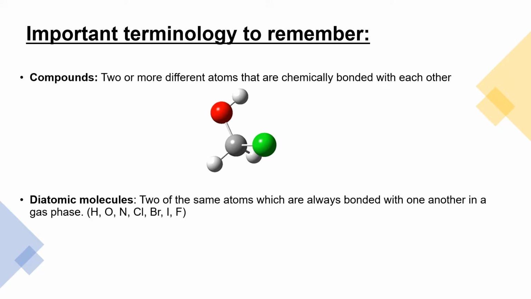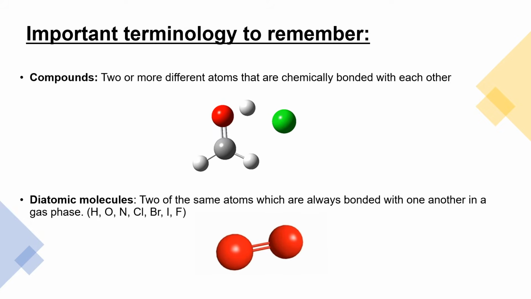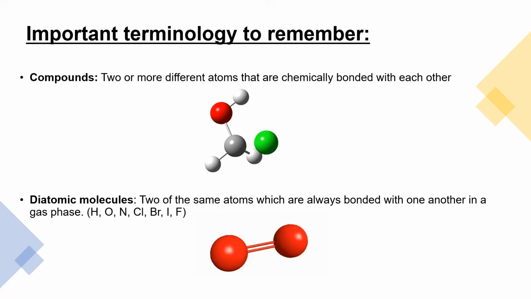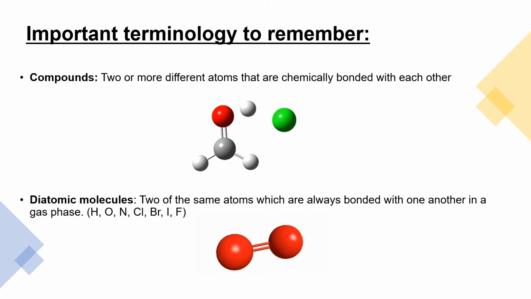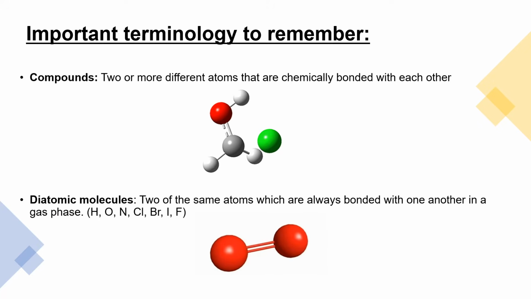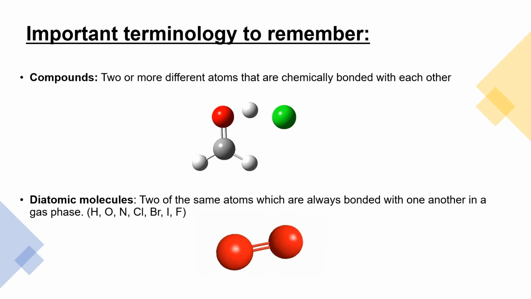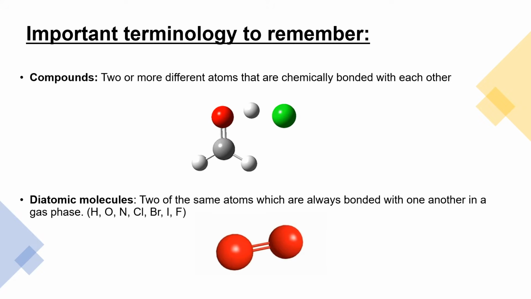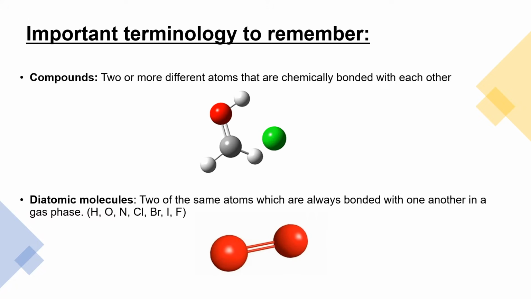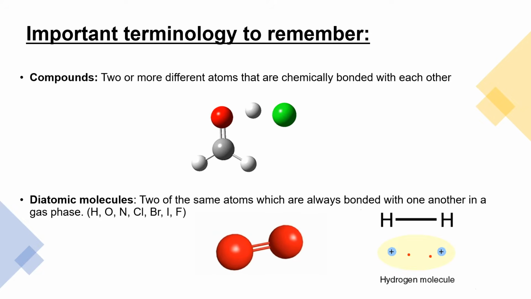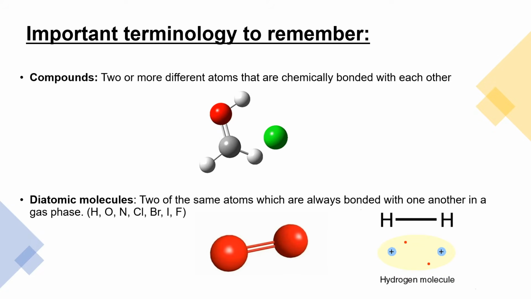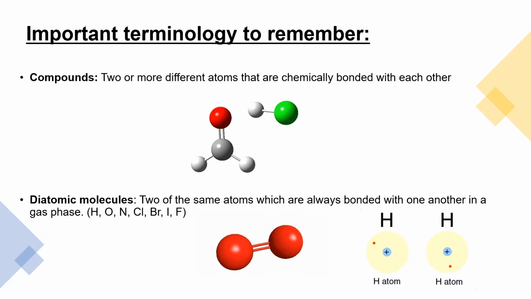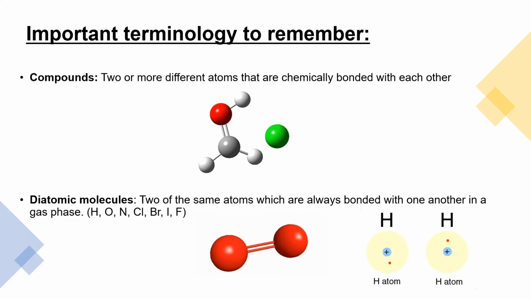A diatomic molecule is two of the same atoms which are bonded with one another in gaseous phase. There are only seven diatomic molecules that are naturally bonded in a gaseous phase, which are hydrogen, oxygen, nitrogen, chlorine, bromine, iodine, and fluorine. The image presented below under diatomic molecules is an oxygen diatomic molecule. As you can see there, a hydrogen molecule will consist of two atoms in gaseous phase that have bonded together.